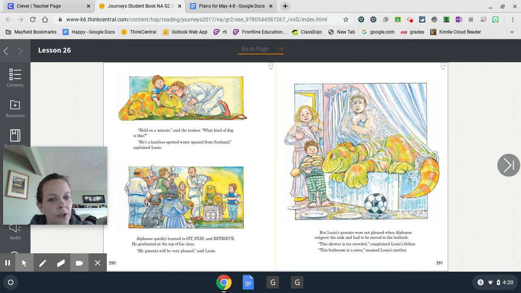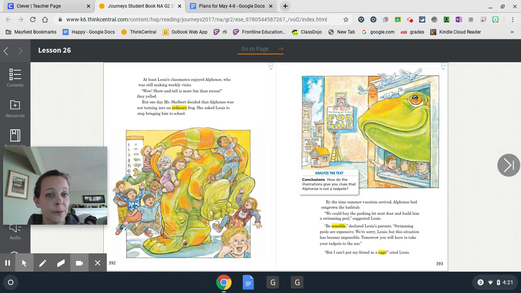Alphonse quickly learned to sit, stay, and retrieve. He graduated at the top of his class. "My parents will be very pleased," said Lewis. But Lewis's parents were not pleased when Alphonse outgrew the sink and had to move to the bathtub. "This shower is too crowded," complained Lewis's father. "This bathroom is a mess," moaned Lewis's mother.